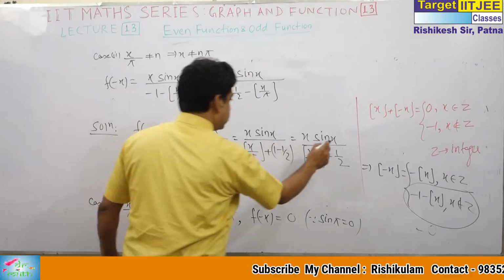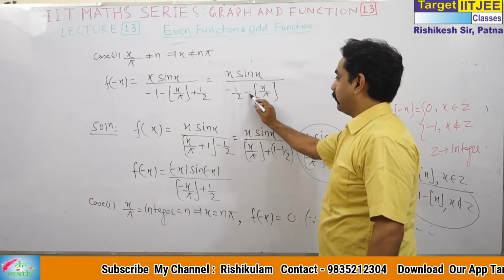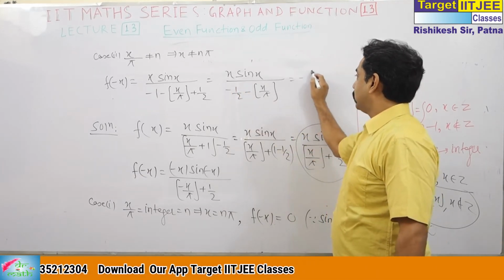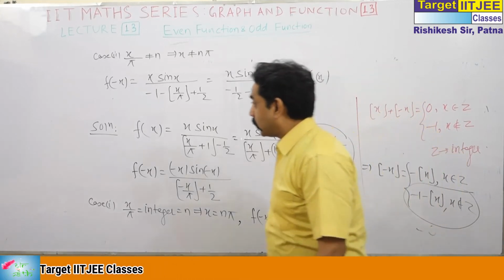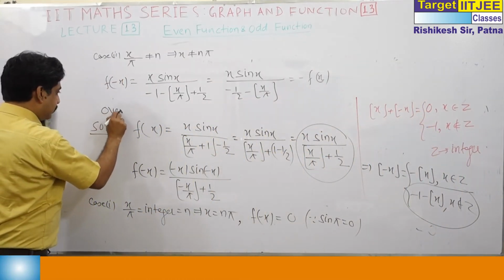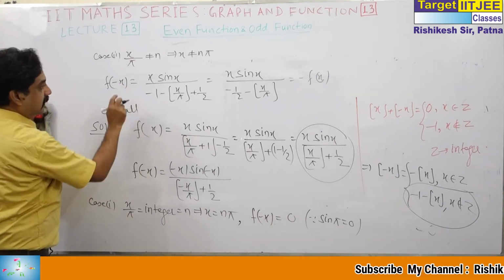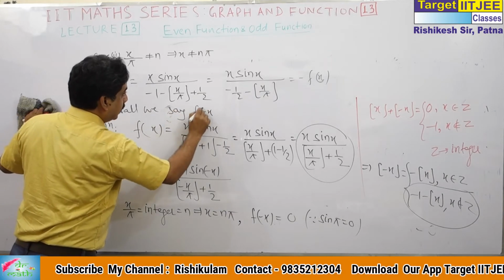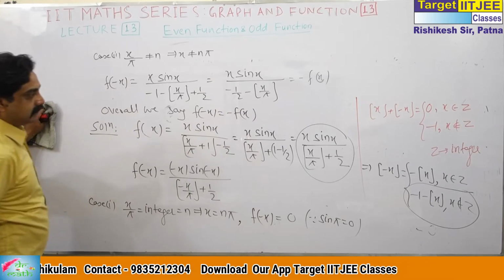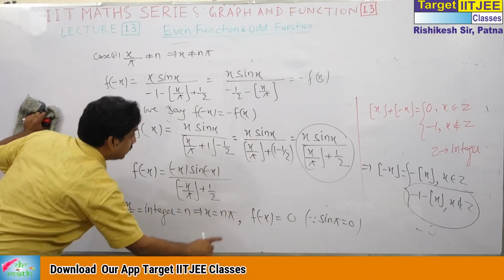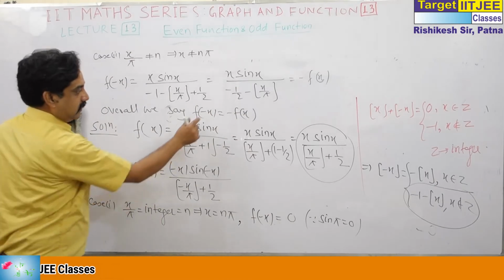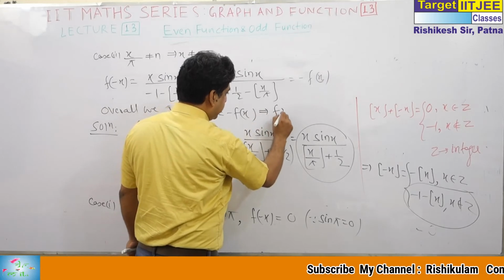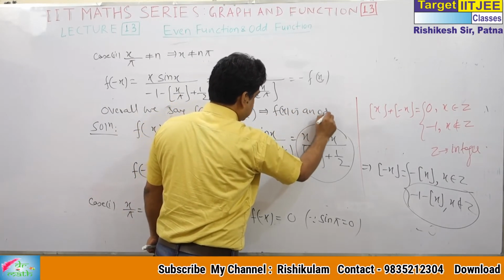Now compare from this. There is a minus. We can take this minus outside. Here minus, so this is minus f(x). Overall, with this case and this case, we say f(minus x) is equal to minus f(x). Because when f(x) is equal to 0, this is also correct: 0 is equal to 0. So this implies f(x) is an odd function.